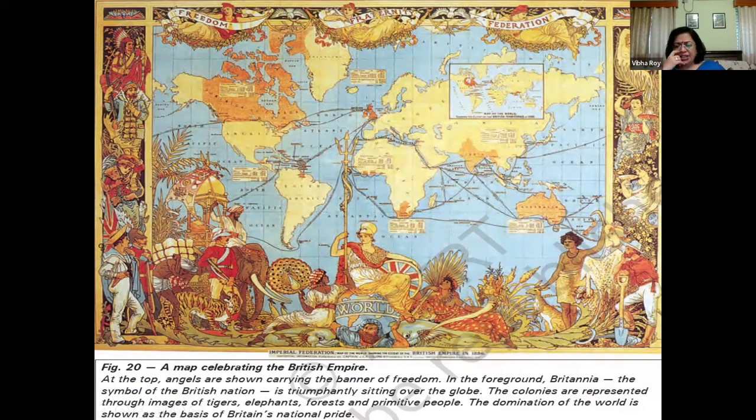So the domination of the world is shown as a basis of Britain's national pride. This picture is showing how Britain dominated all these places, its power. In fact, a different color is used for all the places which were dominated by Britain.